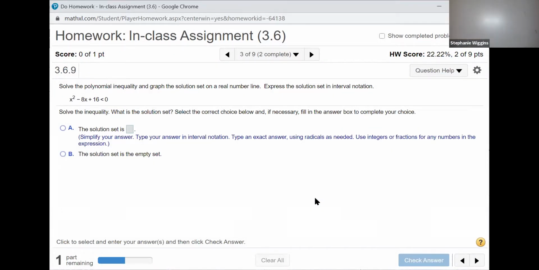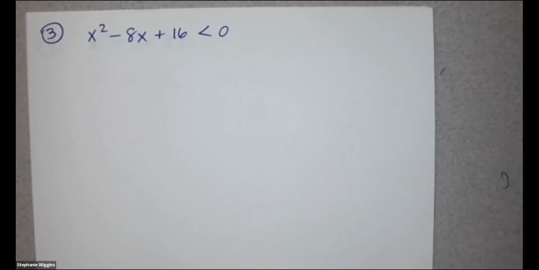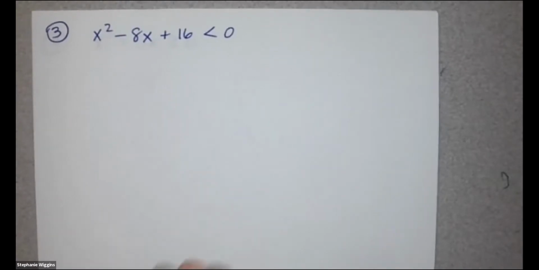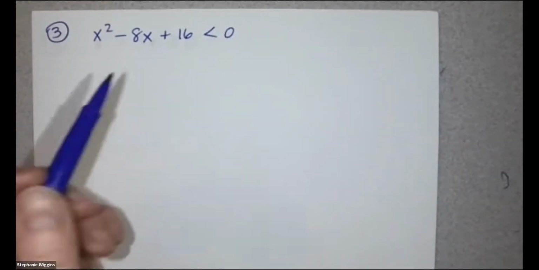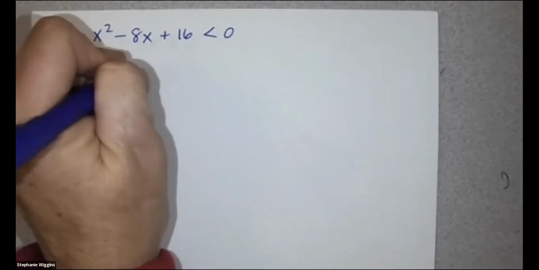Okay, this time it's x squared minus 8x plus 16. We want to know, when is that less than 0? See, the previous time we were looking at greater than 0. Now we're just switching it a little bit to less than 0. But the procedure is the same. You want everything on the left. We've got that already set up for us. Then you want to find the zeros.